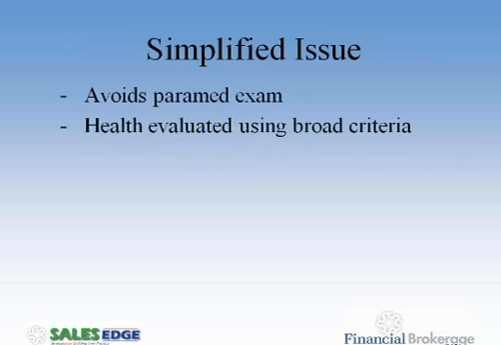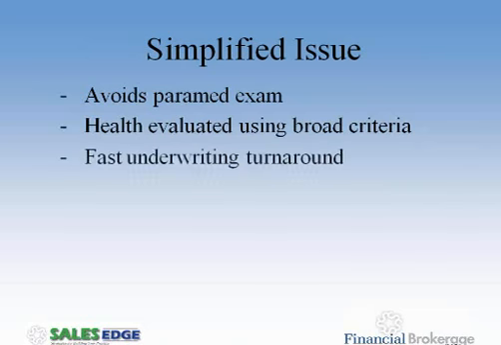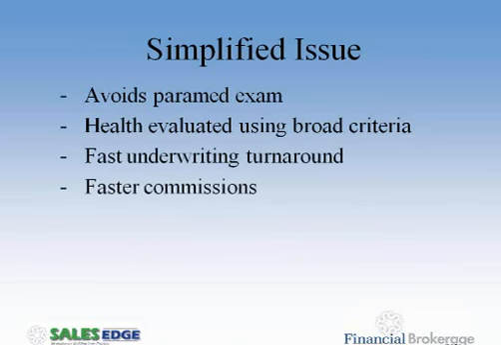So they're not looking to precisely fit them into a rate class. They either fit into this really broad category or they don't. They're going to be accepted or they're going to be declined. And because of that, we see a very fast underwriting turnaround on anything that's simplified issue. Usually about a week is what a person could expect. And of course, if the underwriting goes faster, the policy gets issued faster, you get paid faster.